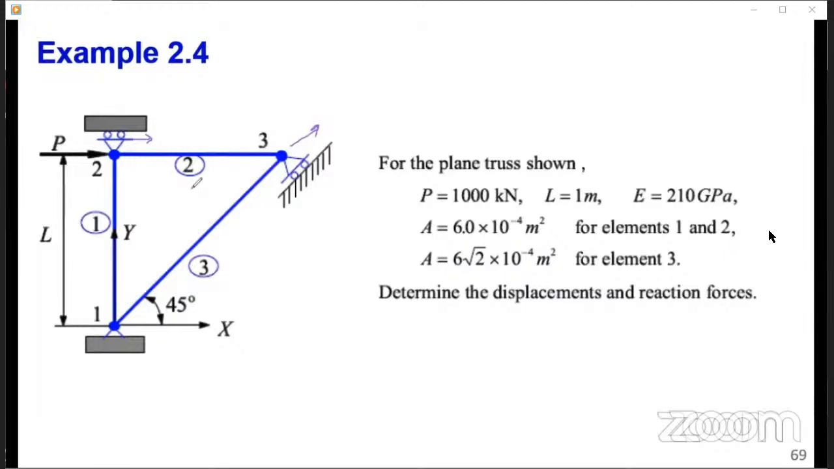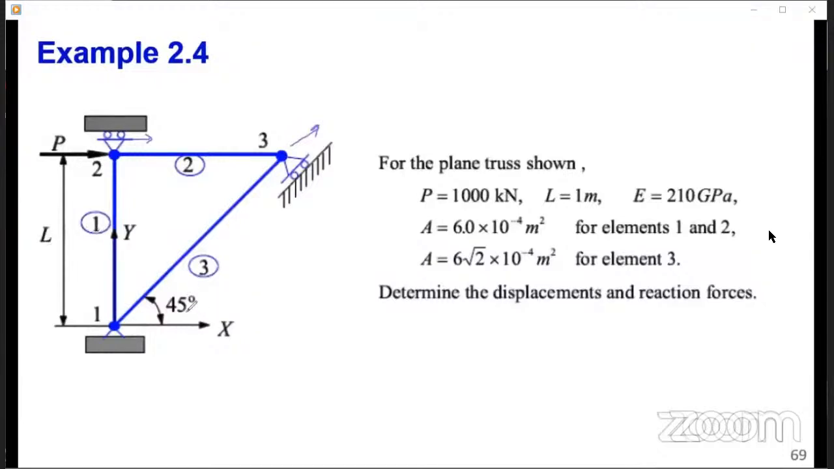Now, the first thing that you need to do is get the global finite element equation. And to do so, you need to get the global stiffness matrix for this structure. This is a question. Now, the value of the load applied at P is given. The length L here is given as 1.